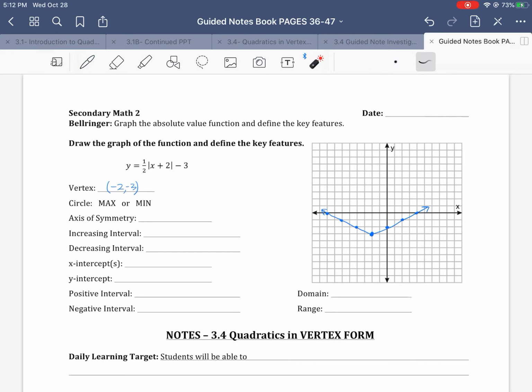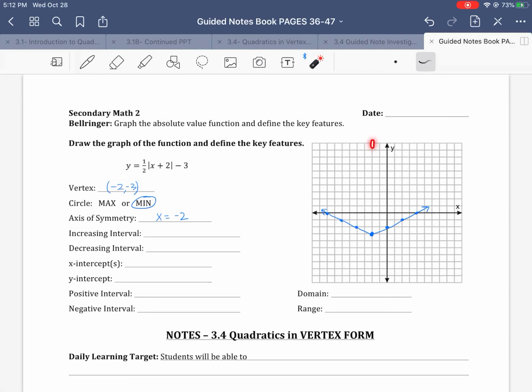Now notice, we talked about last time, this vertex represents a maximum or a minimum. It's at the bottom of our graph. It's the lowest point on the function, so this one is going to represent a minimum. And then an axis of symmetry, like we talked about last time, is that line that cuts it right down through the middle. If I fold that in half, it goes right there on x equals -2. And we talked about how that's always going to match the x value of the vertex because it has to pass through the vertex. So if we know that vertex, we know the axis of symmetry.